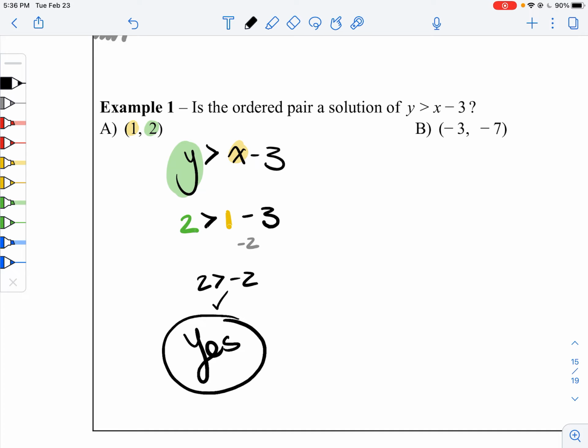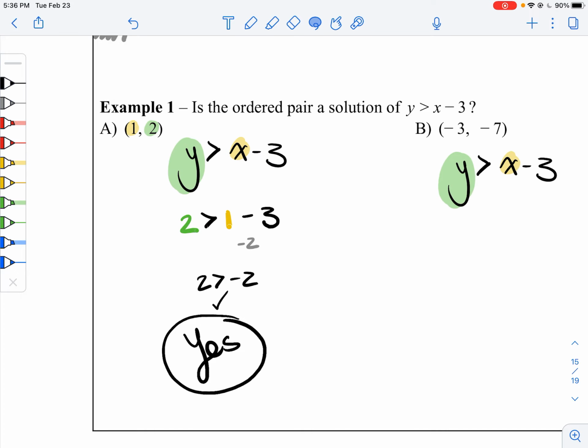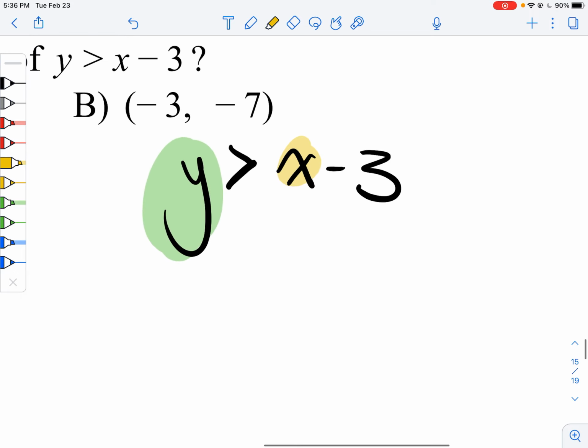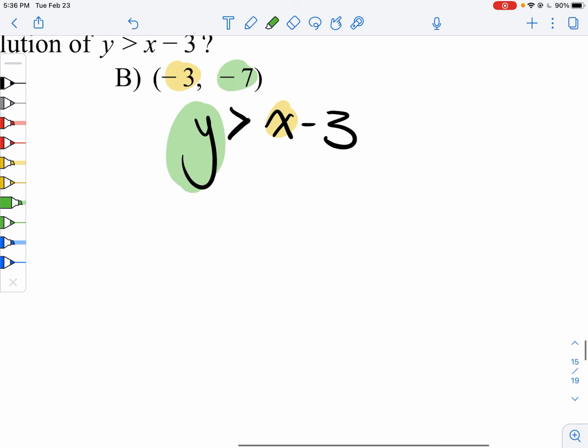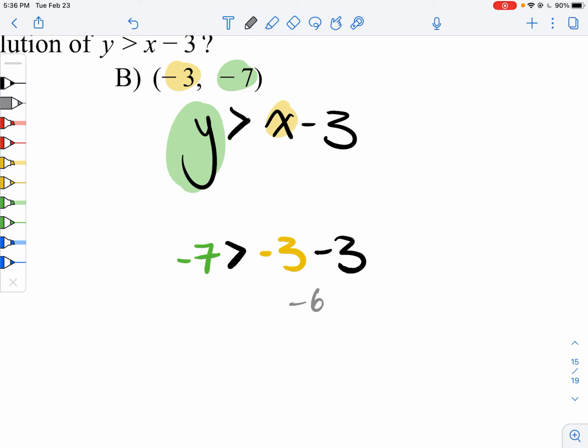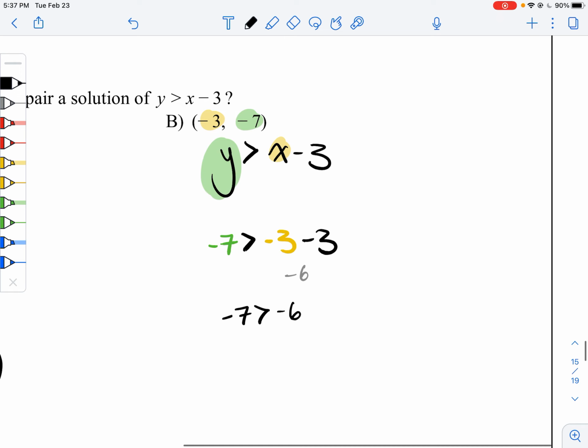Let's do that same process with our second point. Again, we've got an x, we've got a y. Let's see if this makes the inequality true. Is it true that negative 7 is greater than negative 3 minus 3? Well, negative 3 minus 3 is negative 6. So is negative 7 greater than negative 6? No, it is not. It is less than negative 6. So this is not a solution of the inequality.